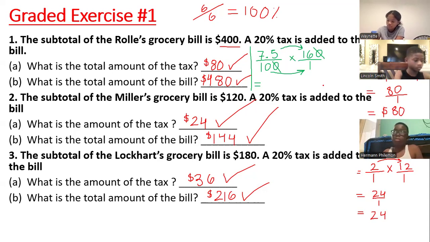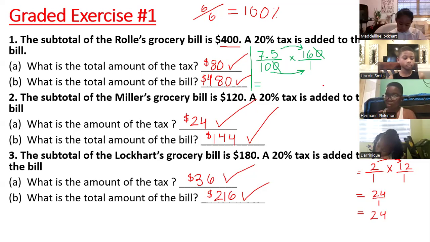40% of 280. And what did you get for B? 980. Very good. Number 5: 40% of 700 is 280. And then add it to 700, that's 980.